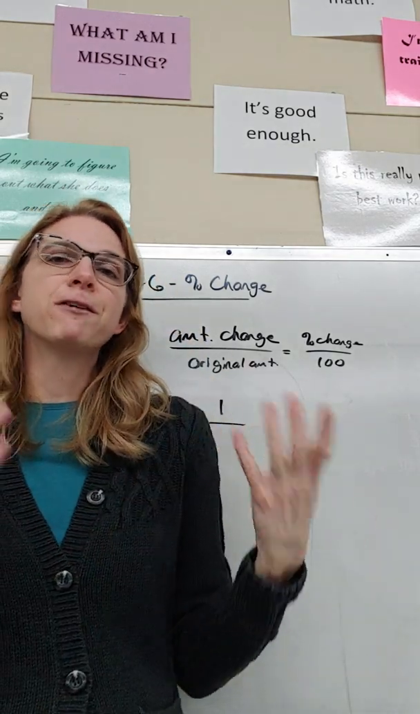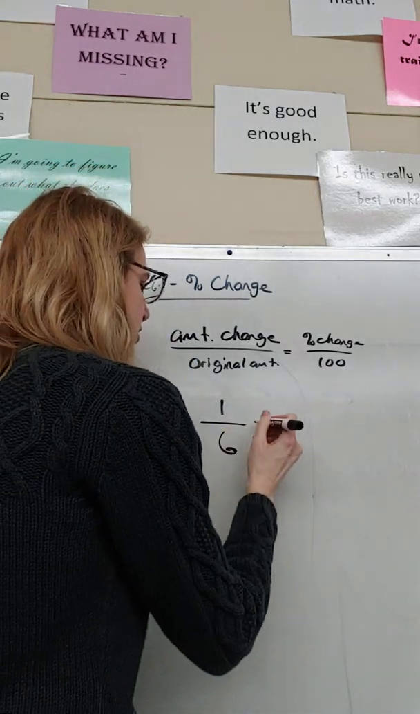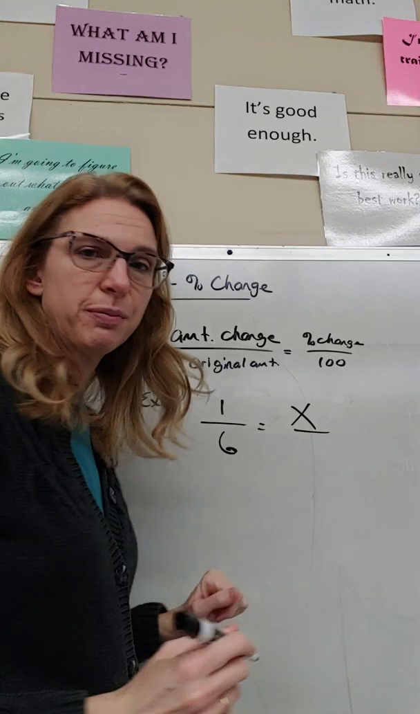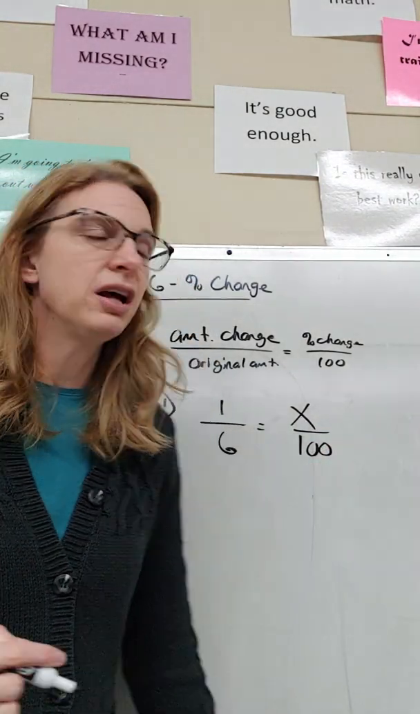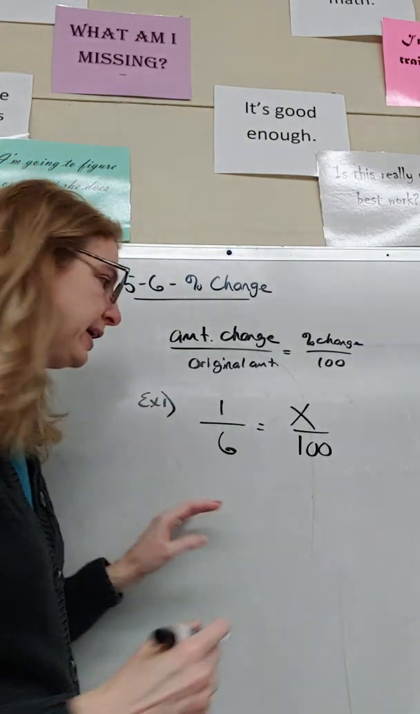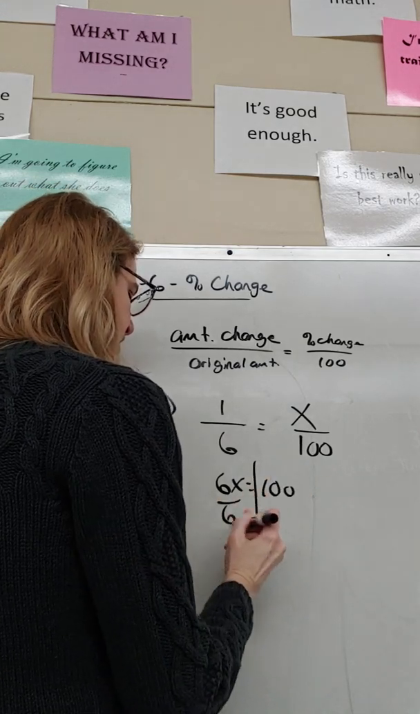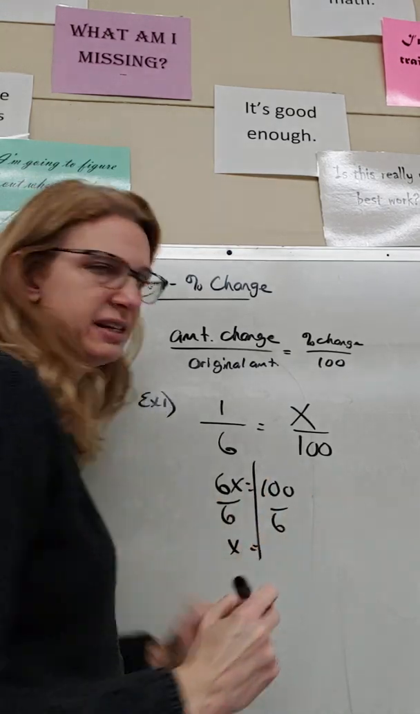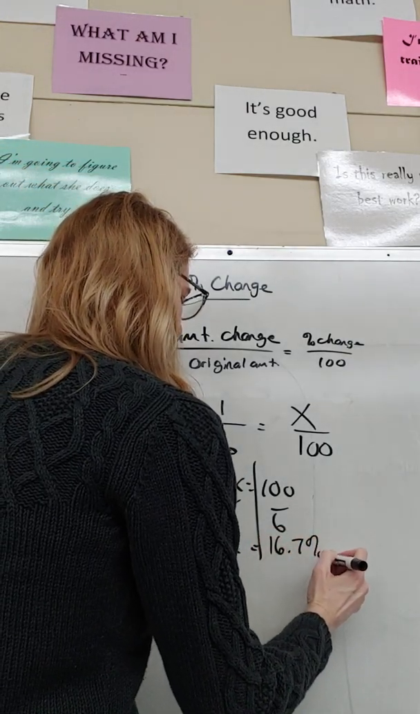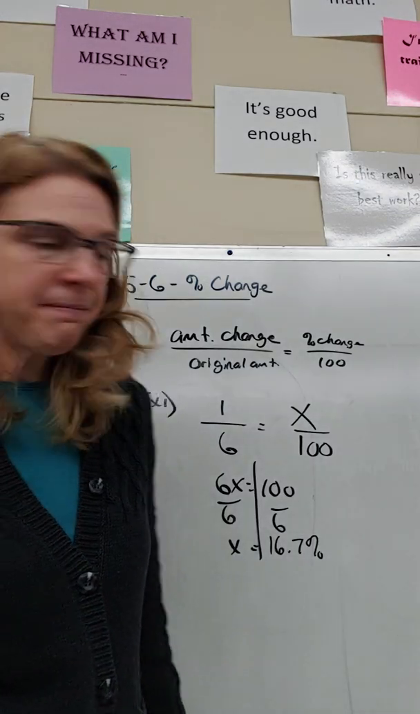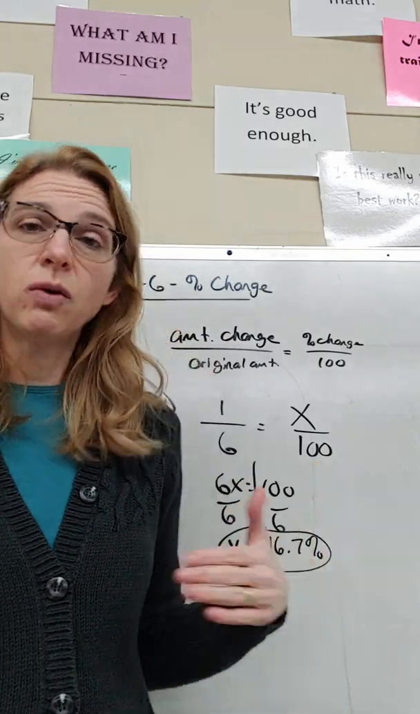Well, which did they say first in the problem? What did they start with? They started with 6. So 6 is my original amount. And of course we're looking for the percent change, so that's my x. And we know percent always goes over 100. So that's my proportion, okay? So that's going to be 6x equals 100. We're going to divide each side by 6, and that is going to give us 16.7%, okay? So that would be my answer there. Okay, pause the video, try quick check 1, and then turn it back on.